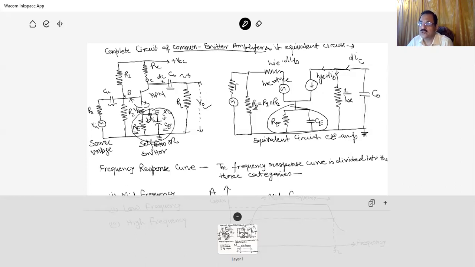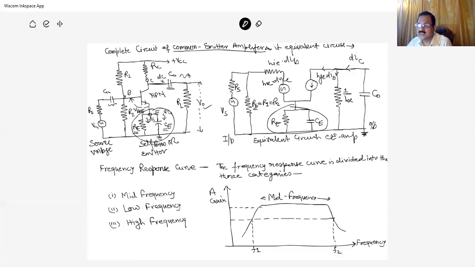This one is the source resistance, and this is the source voltage, that is the input part, and here it is the output part. So this one is the equivalent circuit.